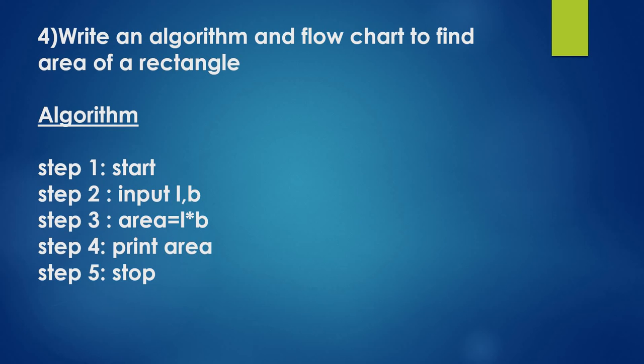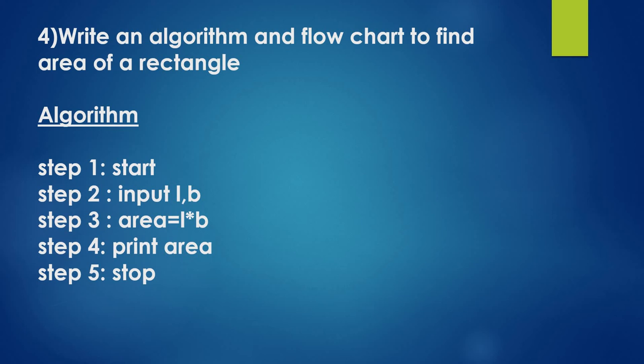Area is the output. For finding the area, what are the things we require? What is the formula to find the area of a rectangle? Length into breadth. Length into breadth is the area of a rectangle. So, if you are getting the length and breadth, you can find out the area of a rectangle. So, what are the inputs? Length and breadth. In this algorithm, we are using the variables L and B to represent length and breadth.